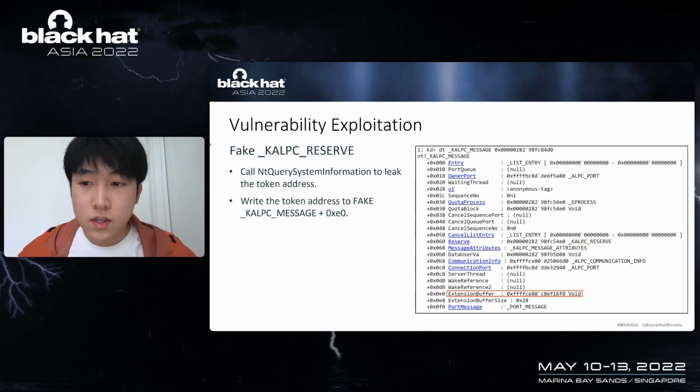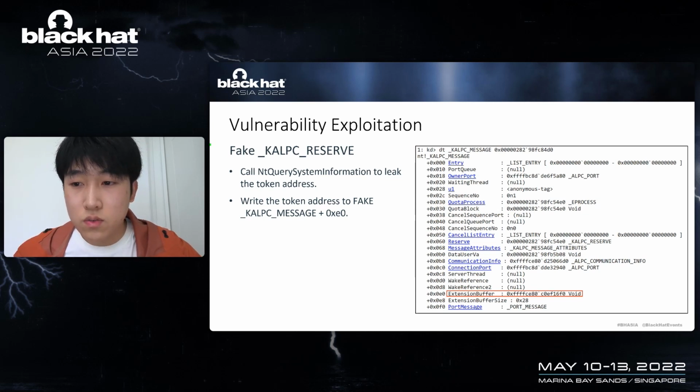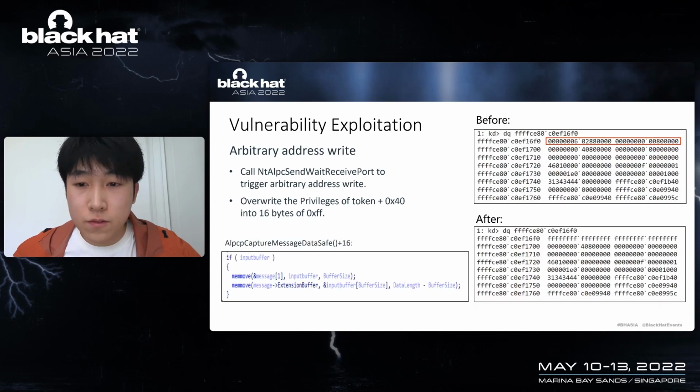Here is an introduction to the key part of faking the ARPC message structure. We need to write the token address to the 0xE0 offset of the structure. So the extension buffer actually points the token address. How to leak the token address? We can call NT query system information, which is already an open technology, so I won't go into details. Finally, we can call NT RPC send with receive port to write the message content to the RPC port. And eventually, it will go to RPC capture message data save and write the content that our user can control into the extension buffer point, which points to the token address.